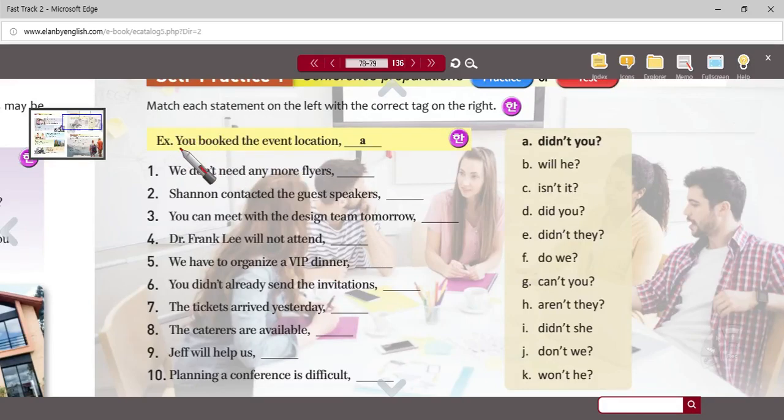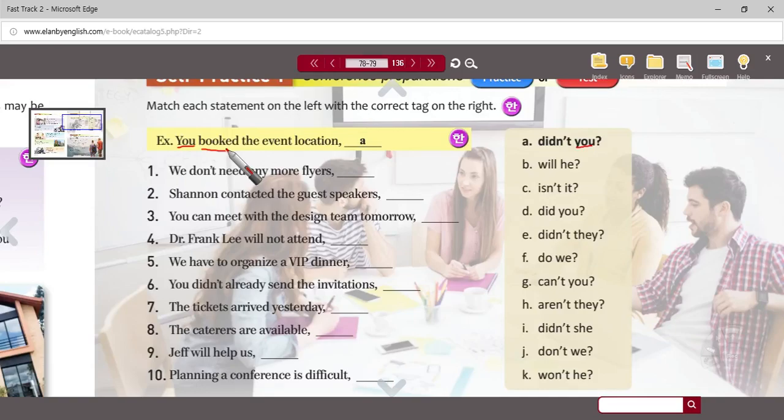We have a statement, and one of these tags is the match. I think we know the answer is A. You booked the event location, didn't you? The subject pronoun is you, so that matches with you. And what's the verb? The verb is book. Book means register, reserve.